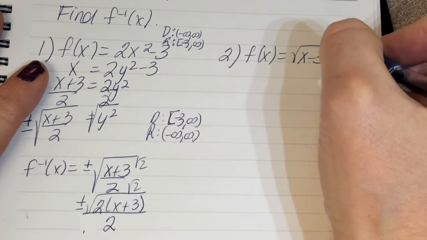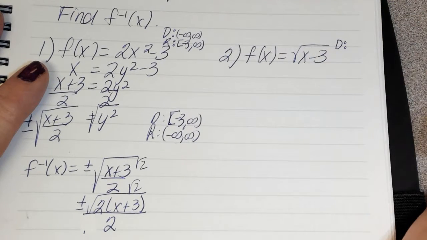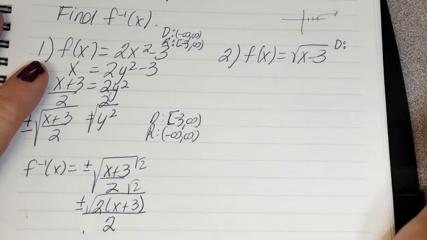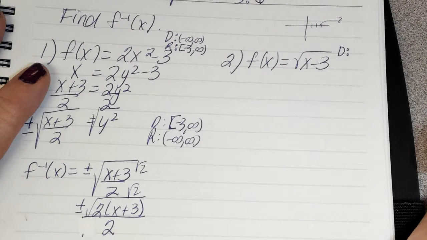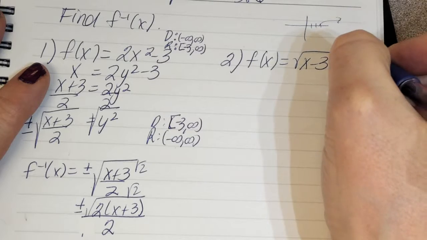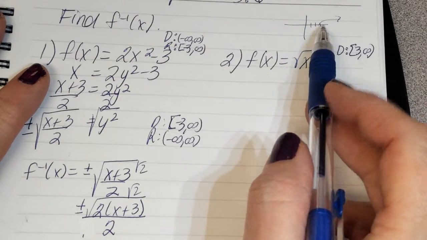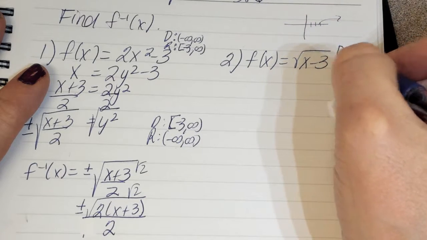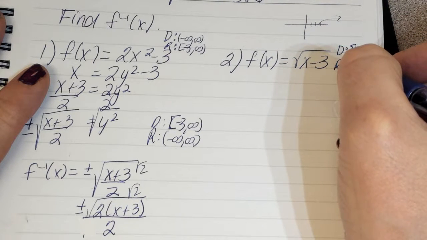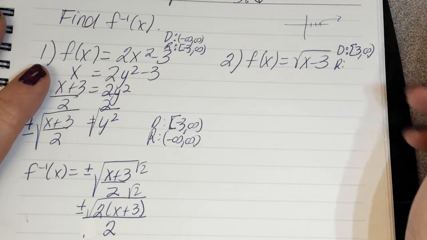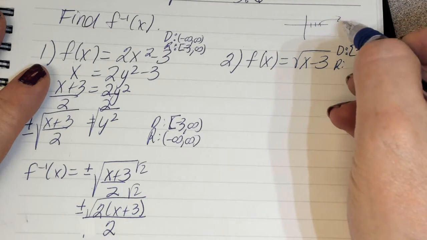All right, let's go to this one now. So we're going to start off. Domain, what is it? It's our square root function, shifted 3 units right. Looks like that. What's the domain? 3 to infinity. We're not allowed to have negatives under the radical. Here's the way it looks. What's the range of it? Range, guys? 0 to infinity, isn't it?